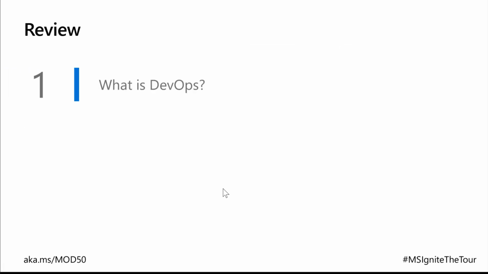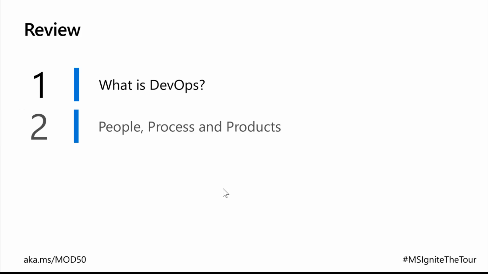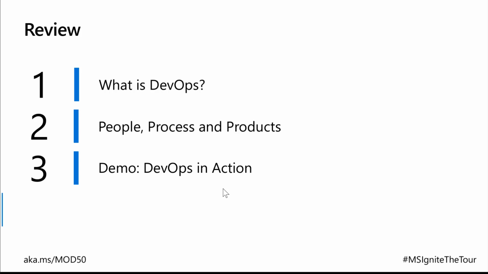Okay, in review, we covered what is DevOps, so helping you get up to speed so everyone's on the same page. And then we dove into the most important aspects of DevOps, which is people, process, and products. And then we went over a demo, which is DevOps in action, showing you how we actually changed that shipping cost. And then after that, talked a little bit about Jenkins and how you can keep your investments.